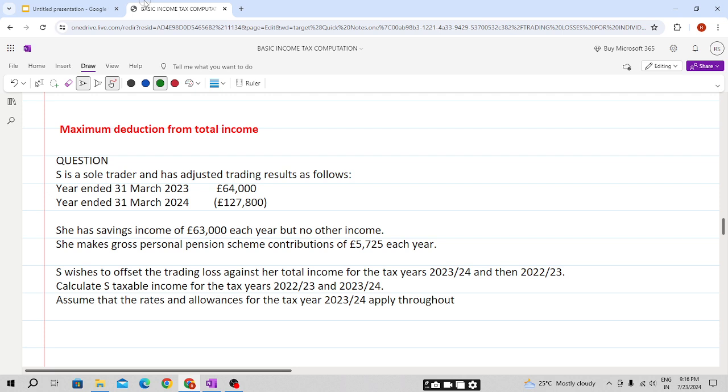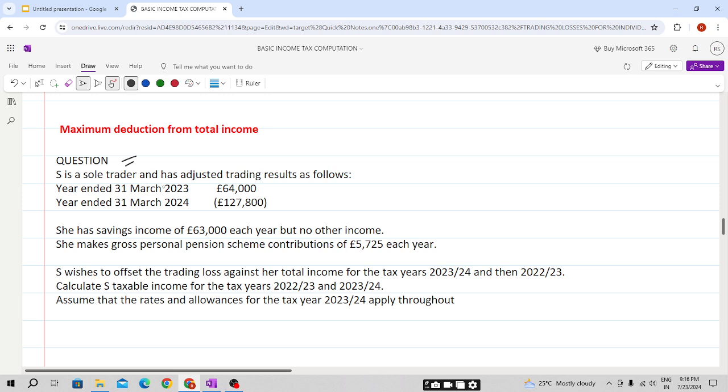Now we will be doing a question so that we have better understanding. We have seen the reliefs, carry forward, future relief. There is no restriction on the amount, directly carry forward and set off against the trading profit. But option 1 is selected, from total income, but we have a maximum limit. That maximum limit we are studying now.